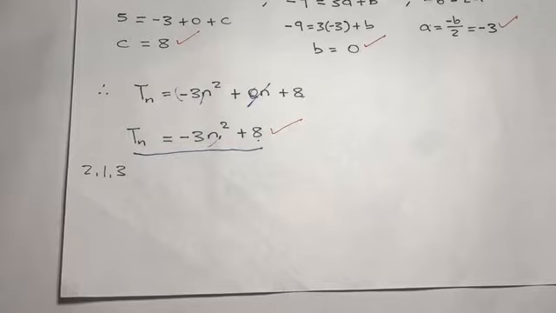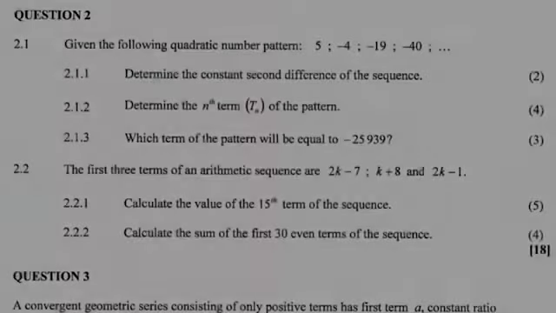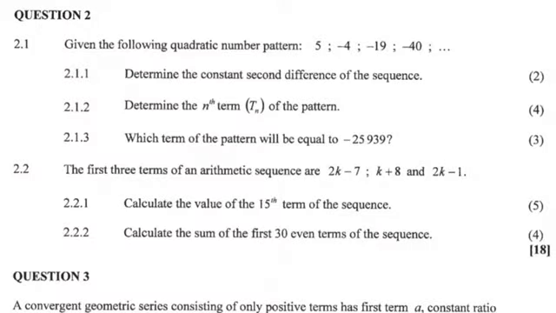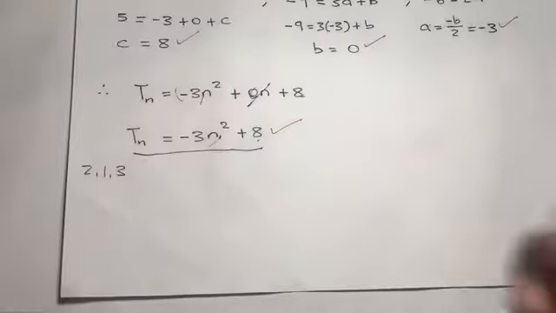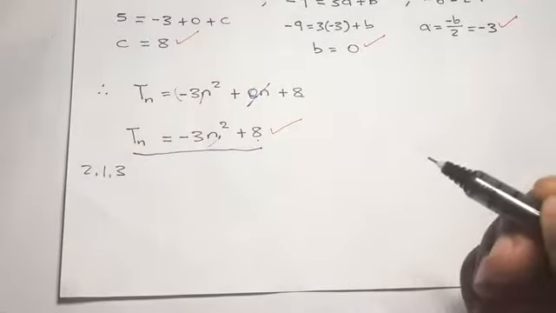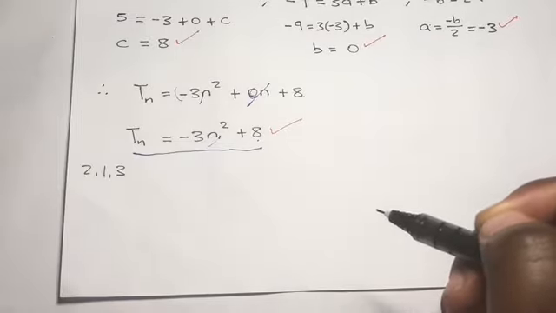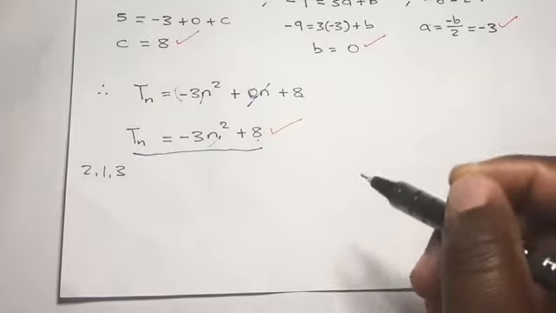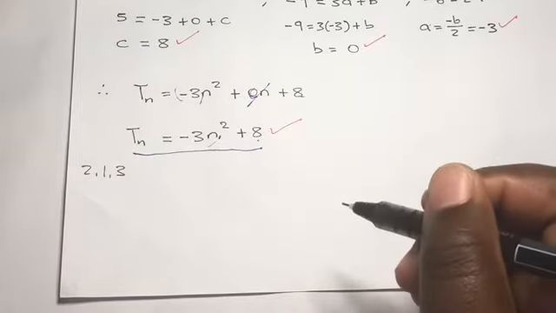Okay, guys, so let's move to question 2.1.3. I'm just quickly going to get the question paper and read the question. So the question says, which term of the pattern will be equal to negative 25,939? So this question is allocated 3 marks. This is one of the questions that you should always make sure that you get maximum marks.